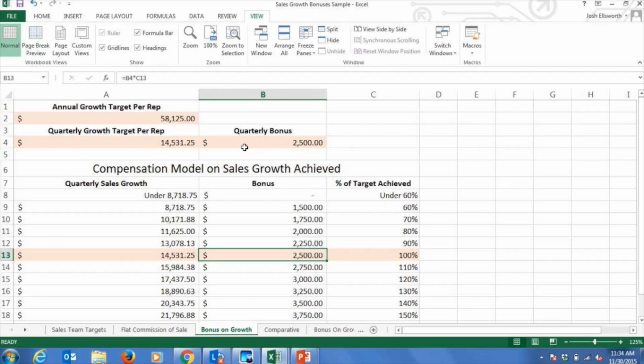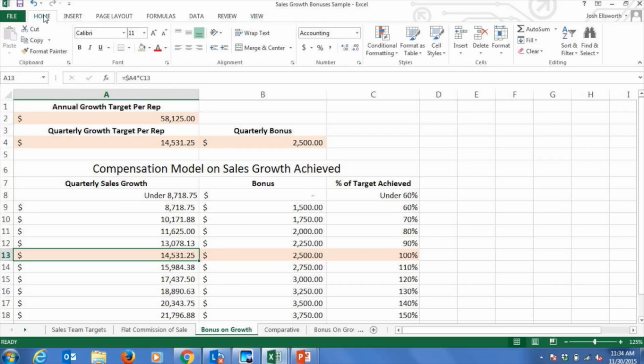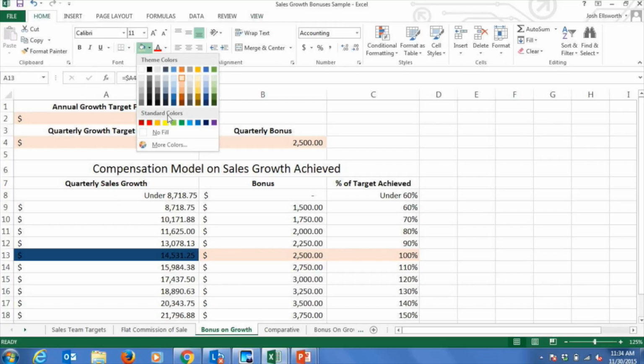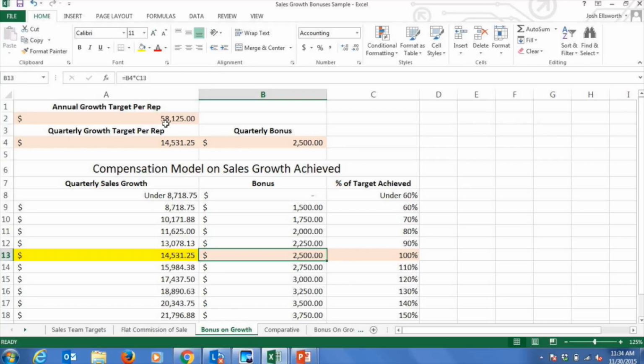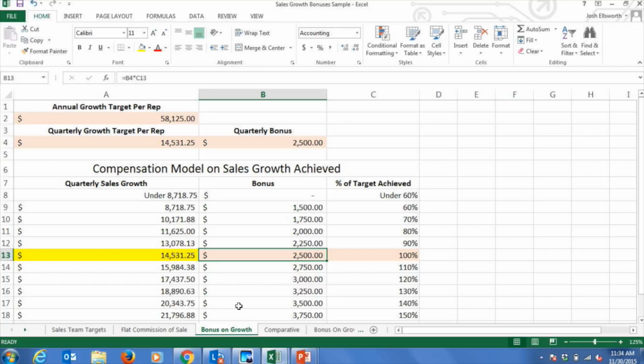So if we look at, and obviously adjust these numbers based on your location and region and existing plans, if they hit the full 14,500 in compensation, I'll highlight that in yellow so we can see where I'm at. You can see that the full amount of the bonus is rewarded for that quarter, in this case $2,500. So we hit effectively the same thing that we would have hit in the flat commission rate, but in this rate we're controlling our bonus amount.